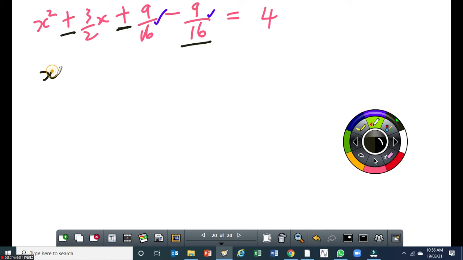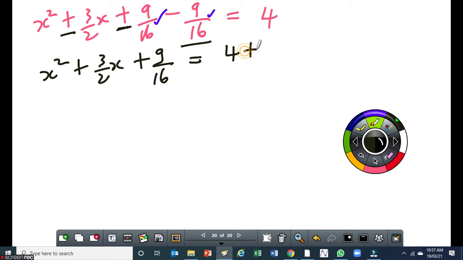So this becomes x squared plus 3 over 2x plus 9 over 16 is equal to 4 plus 9 over 16.